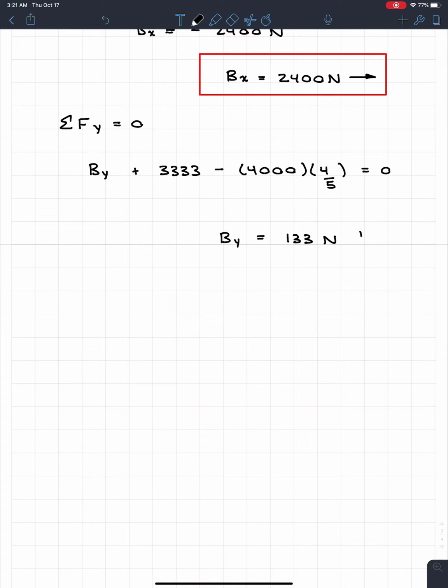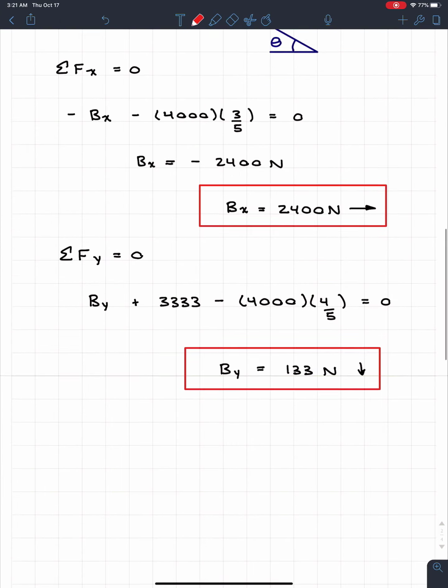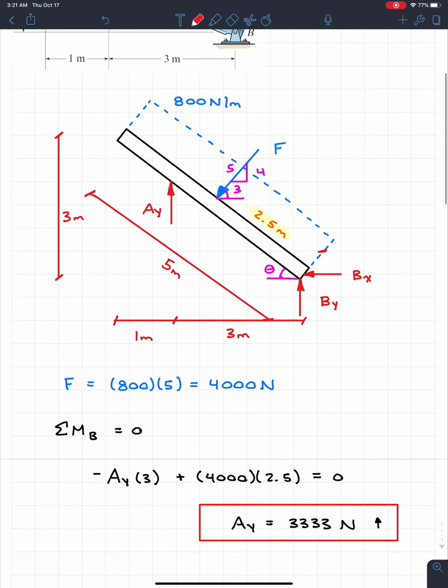And we actually find that it's in the downwards direction. So if you solve for By right now, you'll get negative 133. And since we assumed By is going up and it was negative, it just means it's in the opposite direction. So that means that By is actually going downwards.